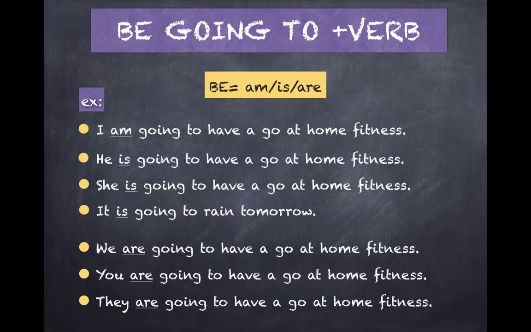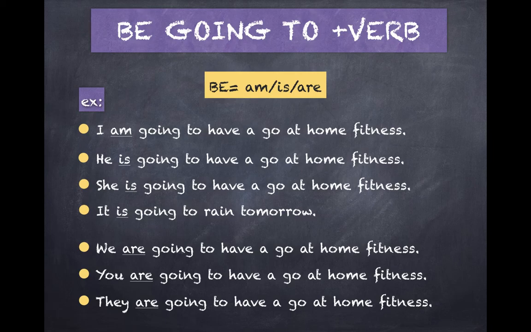And now a lot of students ask me, when we talk about future tense with going to, where is be in the sentence if we say be going to plus verb? Actually, the be is for am, is, and are, and I've written examples here for each of the subjects, where we use am, is, and are, and that's our be in the sentences. The first sentence, I'm going to have a go at home fitness.